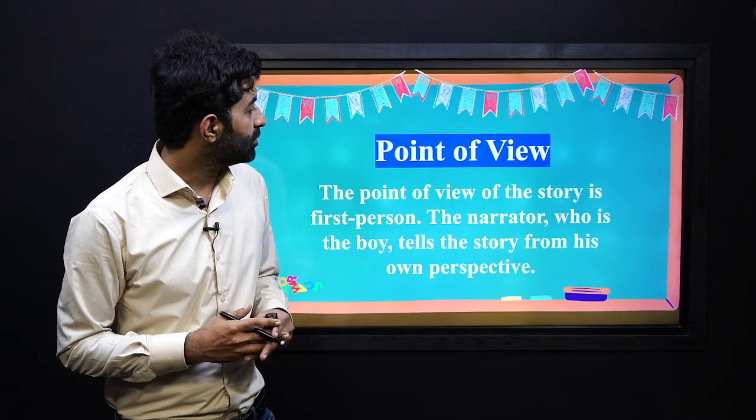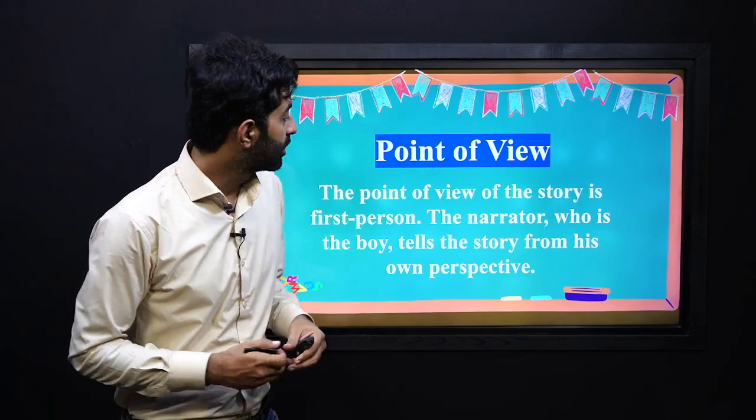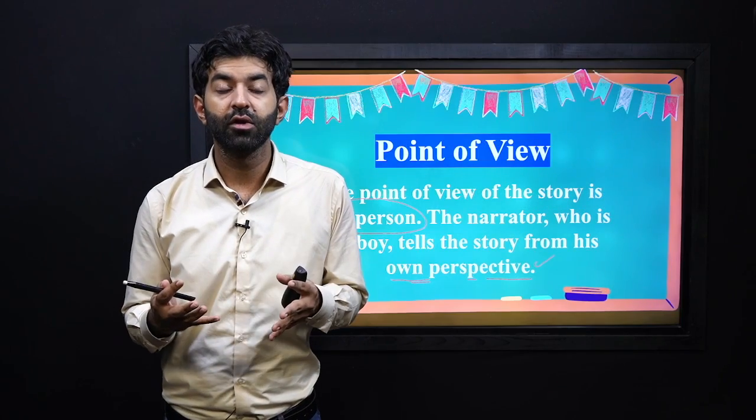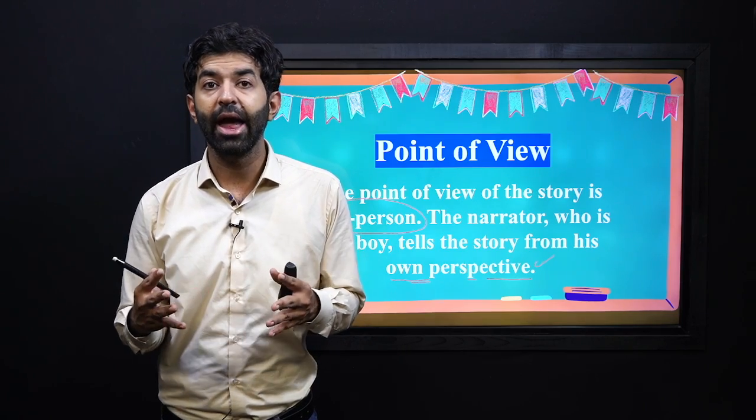Now, if we are talking about the point of view, the story is in the first person, and the narrator, who is the boy, tells the story from his own perspective. But we also get to see the perspective of the coins, since there is a dialogue between the boy and the coins.